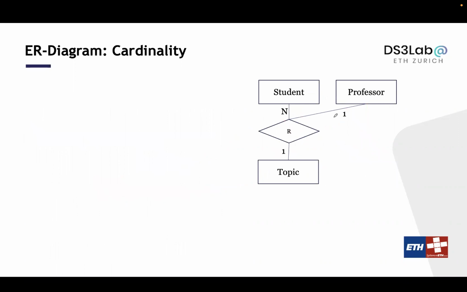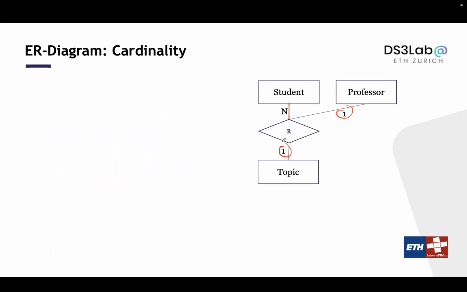Now let's look at some examples. If we have this diagram, you have 3 different entity sets, student, professor, and topic, and you have a relationship R connecting these. My connect labels will look like this: student is N, professor is 1, and topic is 1.